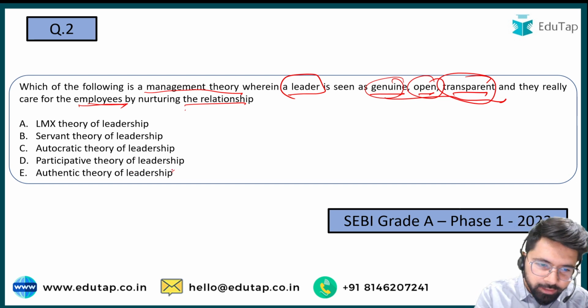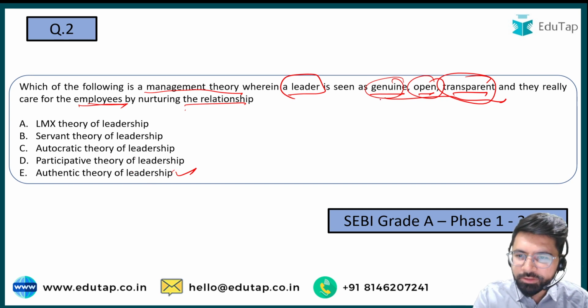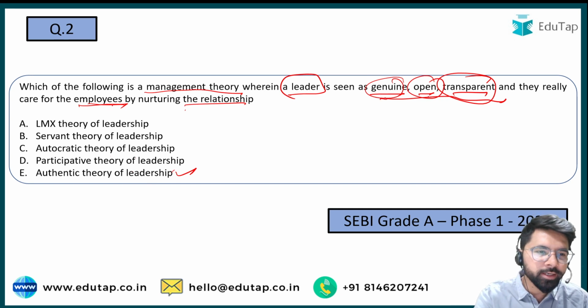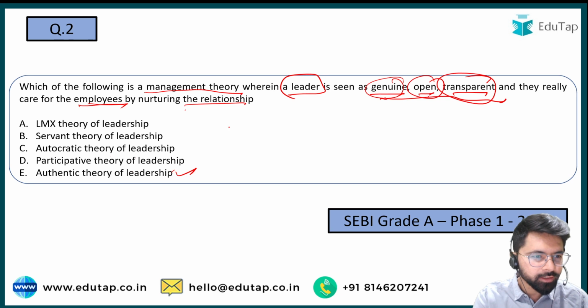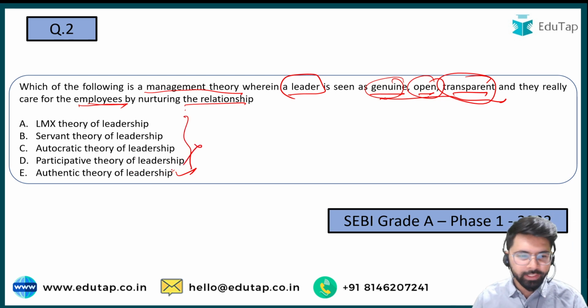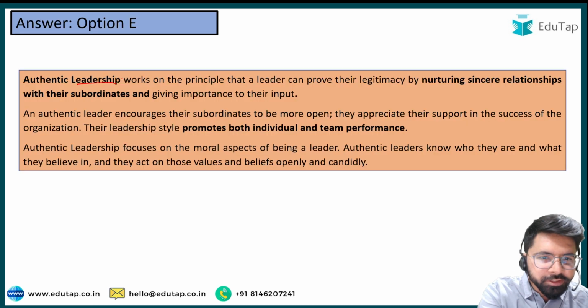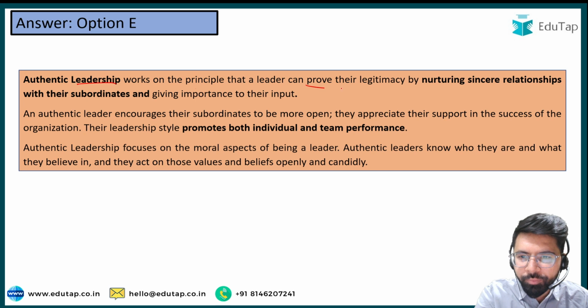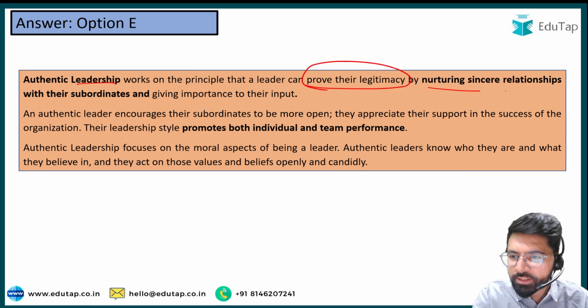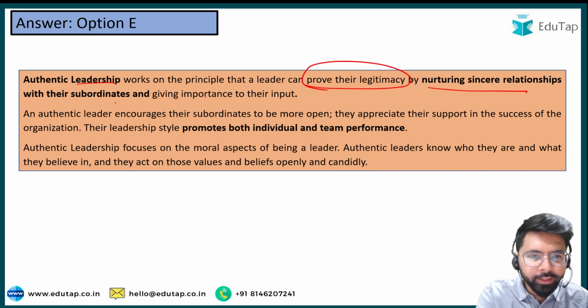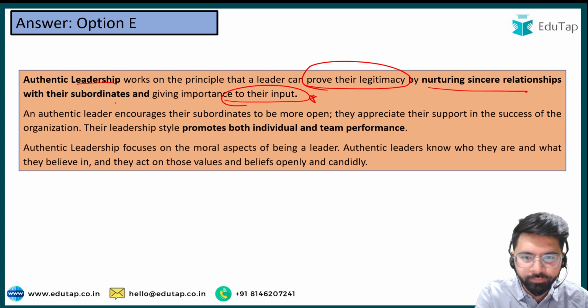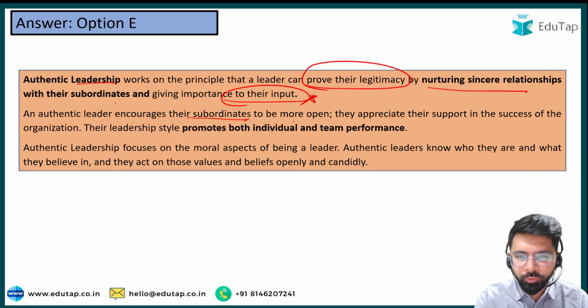The right answer here is, friends, authentic. See, the words genuine, open, transparent, and really caring for the employees by nurturing the relationship. All these are not related to the other options. Let us discuss what exactly is authentic theory of leadership. Authentic leadership works on the principle that a leader can prove their legitimacy by nurturing sincere relationships with their subordinates and giving importance to their inputs. These are the keywords. An authentic leader encourages their subordinates to be more open.